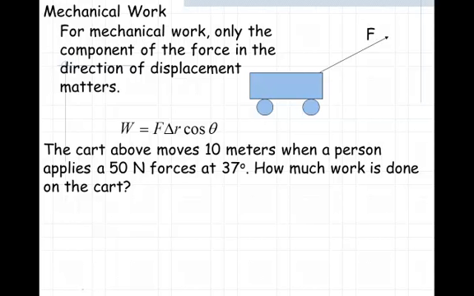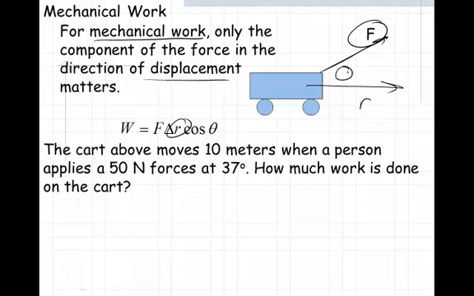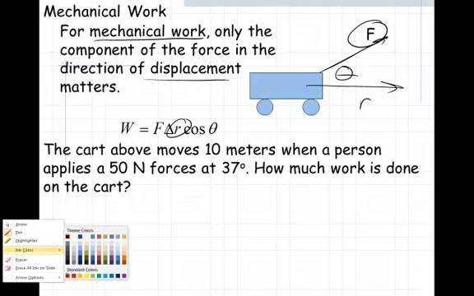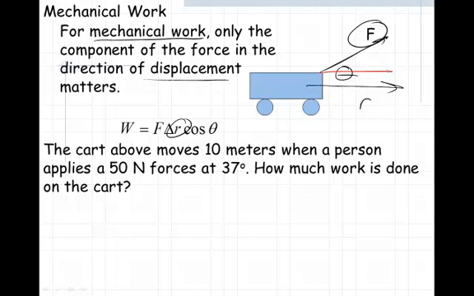All right, now we talked about mechanical work. For mechanical work, only the component of the force in the direction of the displacement matters. So notice this force is at an angle. This object is going to move this distance that we call r in this equation. If there is some angle theta, only the component of the force in the direction of r matters. So only this direction of the force matters when it comes to determining the work in this particular system.